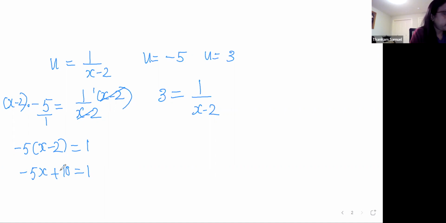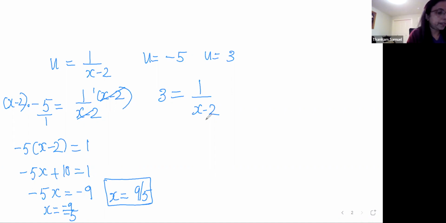Subtract 10 from both sides. So negative 5x equals 1 minus 10, equals negative 9. To get x by itself, divide both sides by negative 5. So negative 9 divided by negative 5. Negative divided by negative is a positive number. So from this equation, we got the value of x as 9/5.